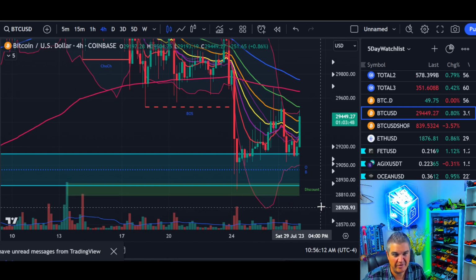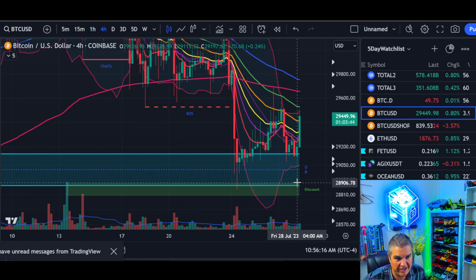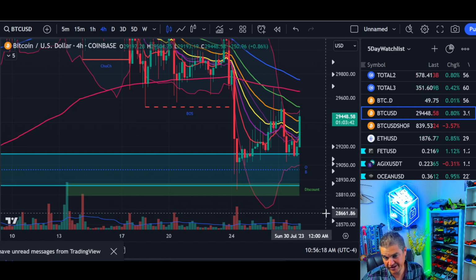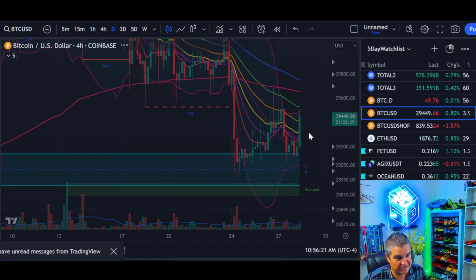28.5 is looking like the first target on the bigger time frames, highly likely. If we break 29 again, we're going to 28.5 relatively quickly, if not a little bit lower. We'll look at that on the higher time frames. Let's zoom out and do just that.